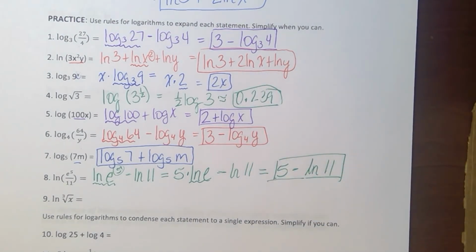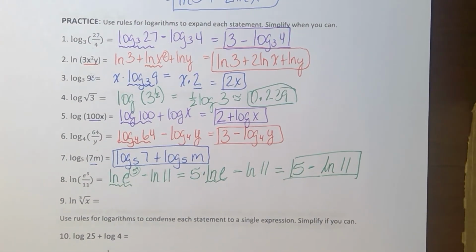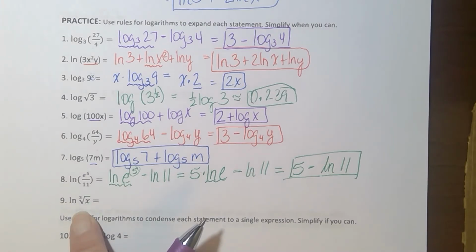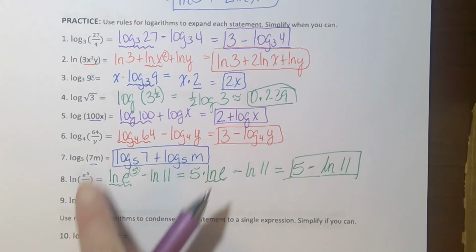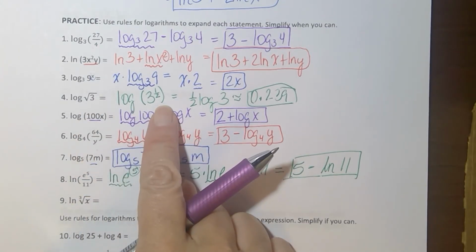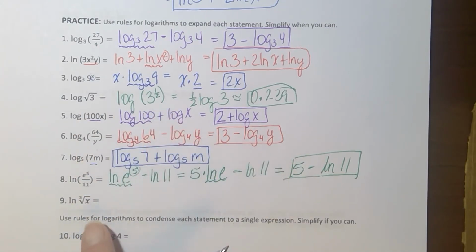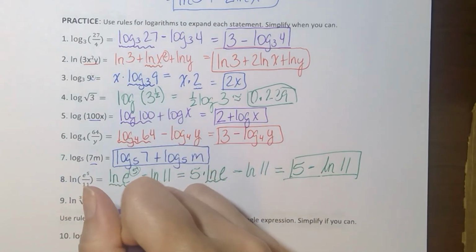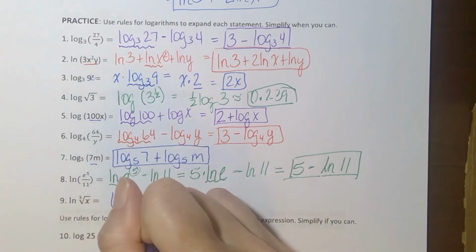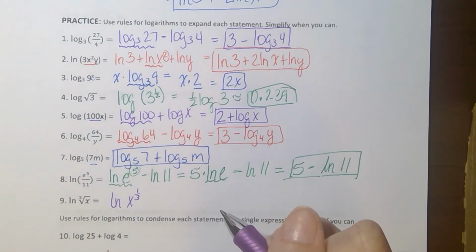And then on number 9, I have natural log of the cube root of x. Well, remember that when I have a radical, I can rewrite that with a rational exponent. When I had square root, my exponent was 1/2 because the index is 2. When I have cube root, my exponent will be 1/3 because the index is 3. So this is natural log of x to the 1/3 power.